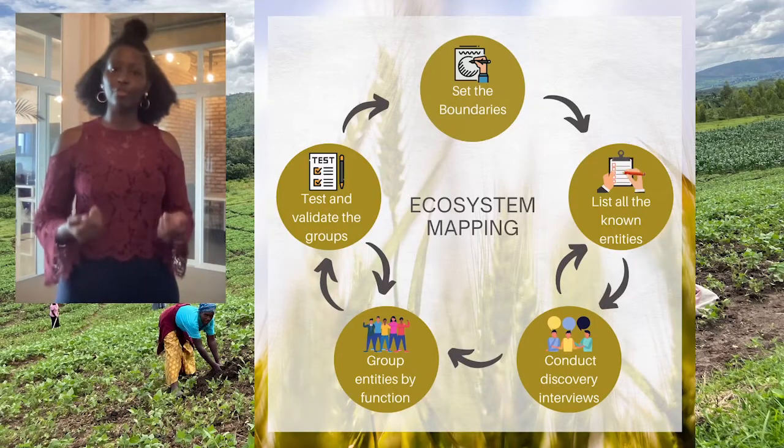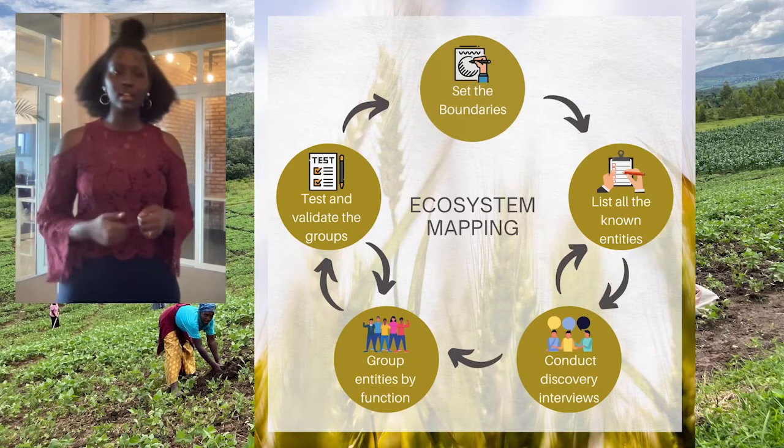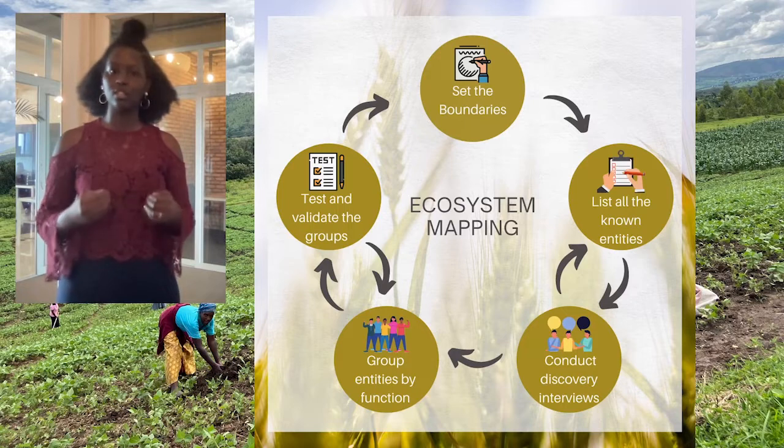Now, let's have an overview of the ecosystem mapping process. We have drawn this as a circle because the process is iterative, not linear. As you progress through these steps and gain additional information through interviews, testing, and validation, you will likely find the need to go back and adjust the boundaries, add more known entities, or add and modify functional groups. We will discuss how we walk through this process to create the Rwanda smallholder irrigation ecosystem map.